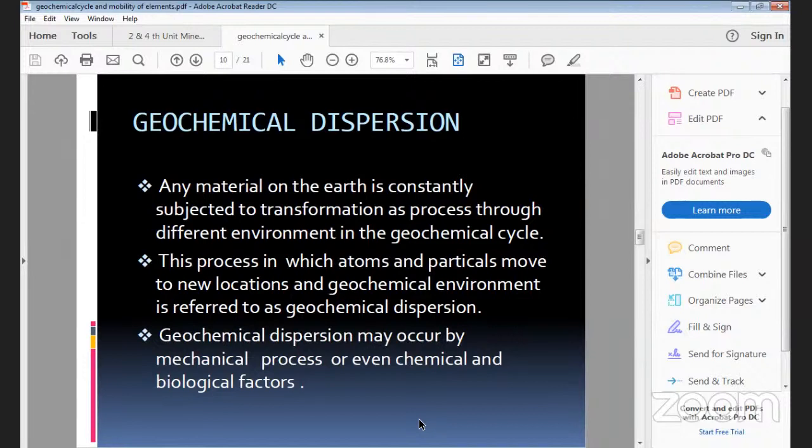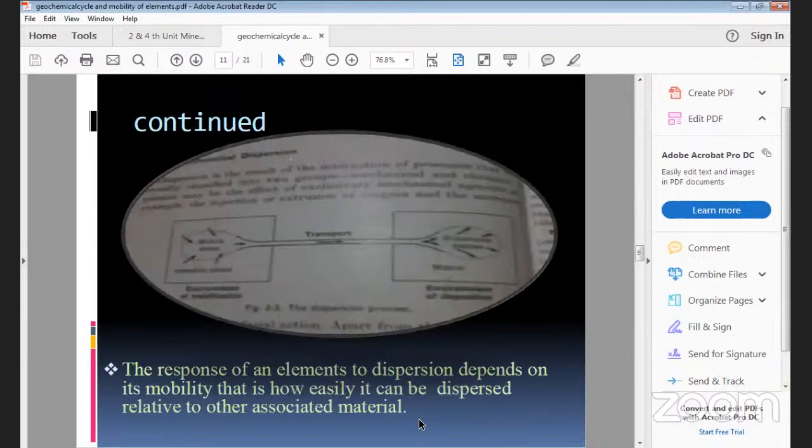Geochemical dispersion may occur by mechanical processes, and definitely by chemical and biological factors also. Mobility occurs, but dispersion must be related to mechanical processes and to chemical and biological factors also. Here this picture is showing the mobility of a material from one place to another place.